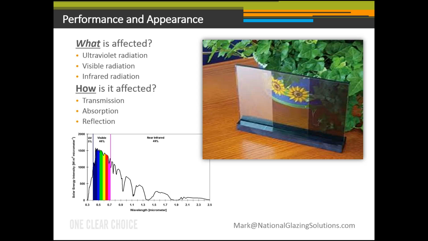Second, how is the window film affecting the glass? It's changing one or more of these three variables: the transmission, the absorption, and the reflection. So you can change transmission of any of these three things: ultraviolet, visible, and infrared, absorption, or reflection. The picture on the right is to illustrate three films in order to help you see performance as distinct from appearance. The film on the left has, among other things, changed visible and infrared by increasing the reflection in the visible and the infrared. That's why it looks shiny.